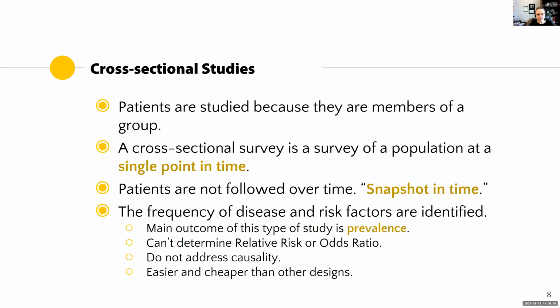So the frequency of disease and risk factors are identified. And the main outcome of this study type is prevalence. So you can't really determine relative risk or odds ratio. You're still not addressing causality, but they're easier and cheaper than other designs.